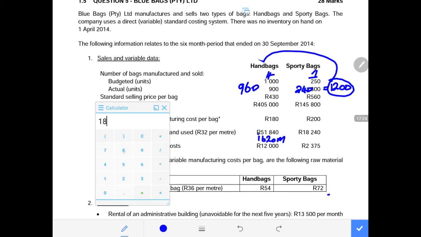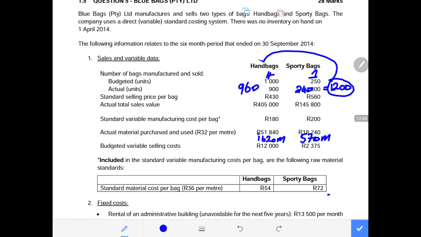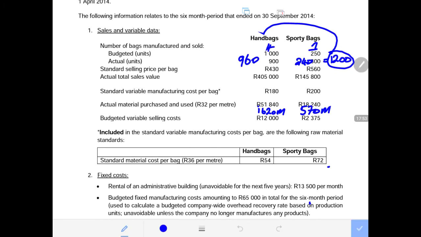Then we have 18,240 divided by 32. Then we bought 570 meters of material for the sport bags in order for us to manufacture 800 units of the sport bag. Now, I don't want to go further than that in terms of the details. We'll get that one later on, some of the information that is necessary for the material per unit.